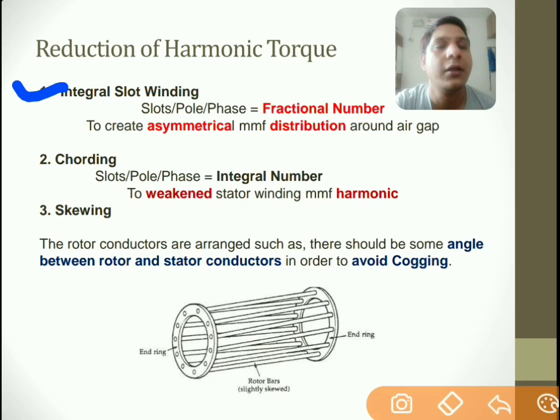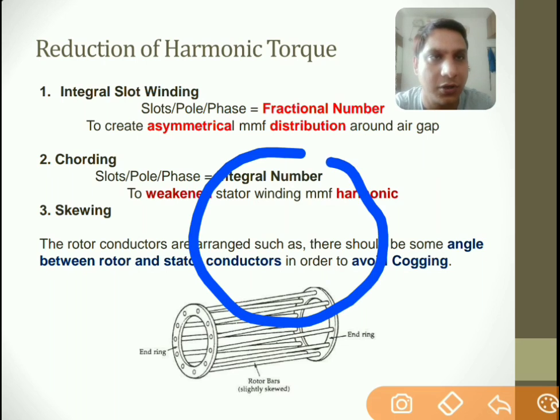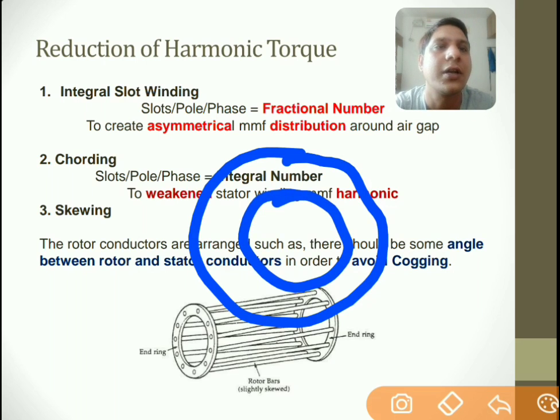The meaning is, when we are taking the number of slots per pole per phase, that should be equal to a fractional number. If we consider this as a fractional number, that will occur. Due to this, what happens is to create an asymmetrical MMF distribution around the air gap. In the air gap of the induction motor, you need to understand this is a stator, this is a rotor, in between there is an air gap and that is where the magnetic field we are considering. So to create the asymmetrical MMF distribution around the air gap, the number of slots per pole per phase should be a fractional number. That's what we need to understand.